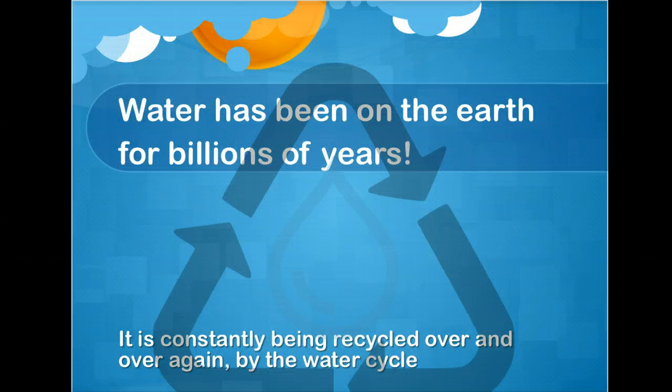Have you ever thought about how old the water you may be drinking could be? The water you may be drinking could be thousands upon thousands of years old. That's because water is constantly being recycled over and over again through the water cycle. Just like the same wheels on your bike go around in circles, so does the water in the water cycle. So think about that when you think about the water cycle.